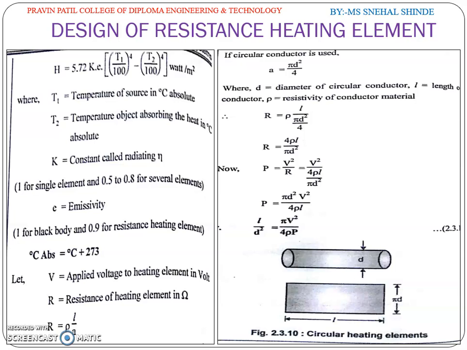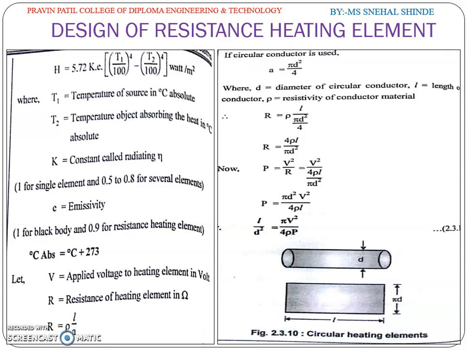So, now substitute the value of R in this equation. So, we will get P equal to V square divided by (4 rho L divided by pi d square). Now again rearrange this equation and we will get P equal to pi d square V square divided by 4 rho L. Again we have to arrange the equation in the form of L divided by d square. So we will get L by d square equal to pi V square by 4 rho P.